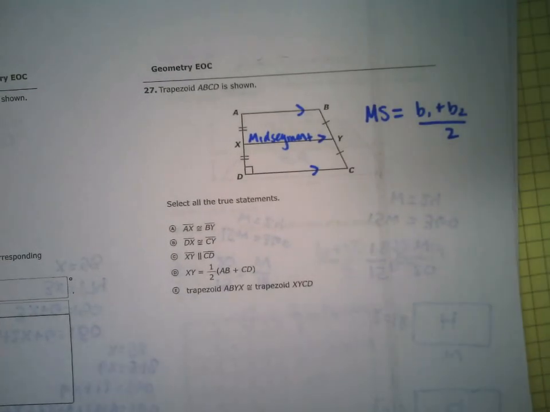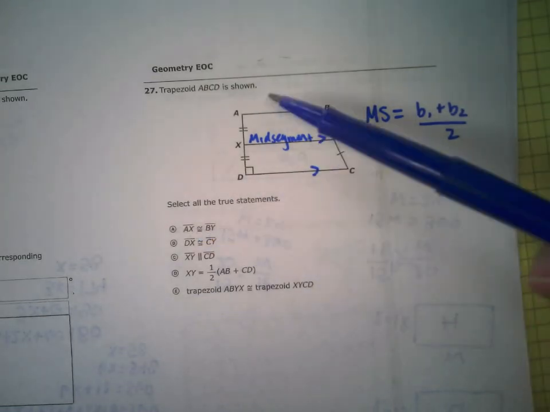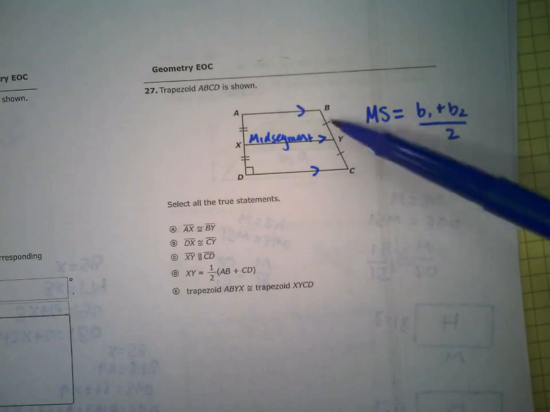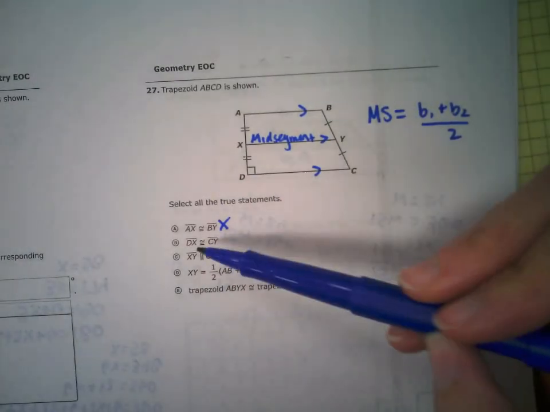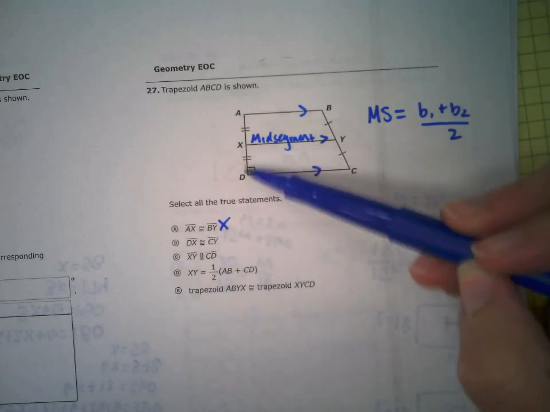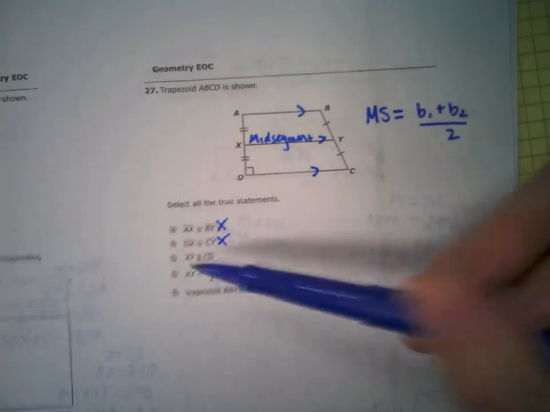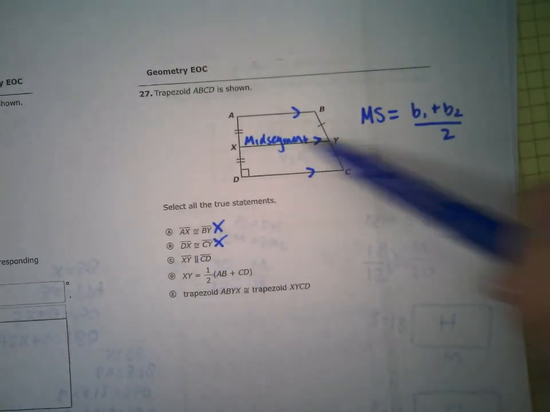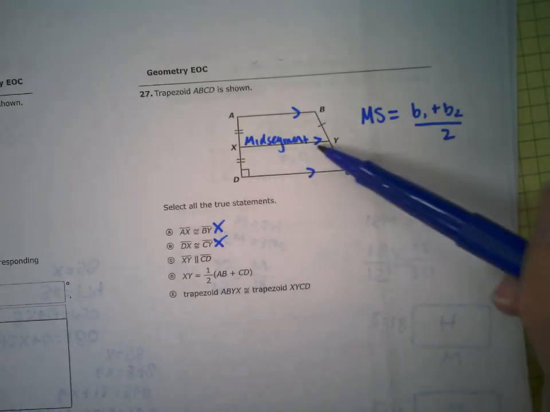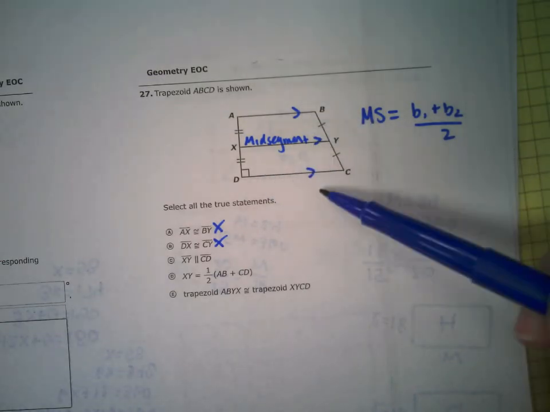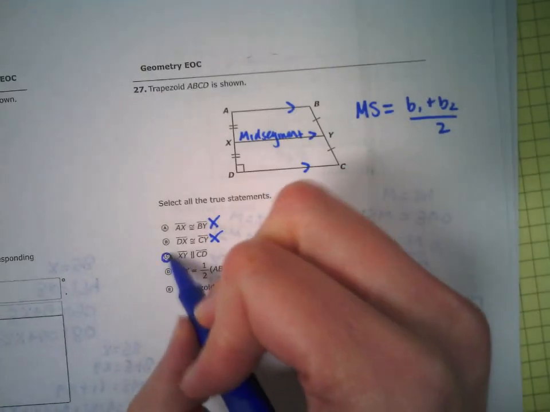Okay, so I'm going to go through my choices. I have AX is congruent to BY. So AX and BY, they are not marked the same. That makes no sense. That's not right. DX, so DX is congruent to CY. They are not marked the same. XY, so XY is my mid-segment, is parallel to CD. Those are parallel, right? We said all three of these are parallel. So that is going to be one of our correct answers.